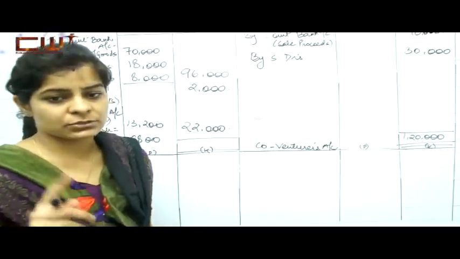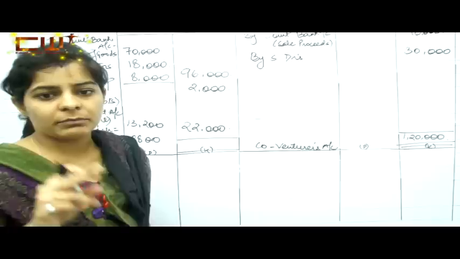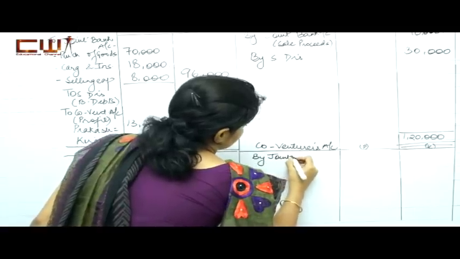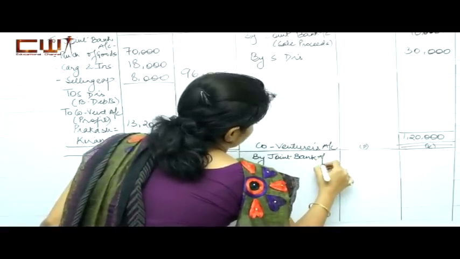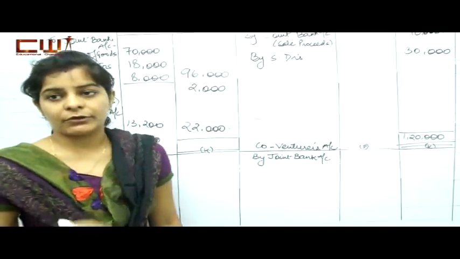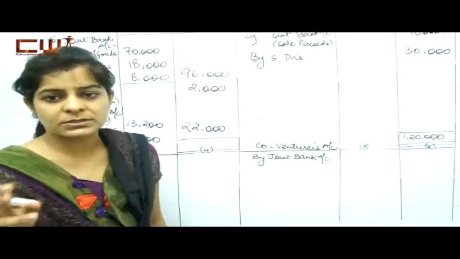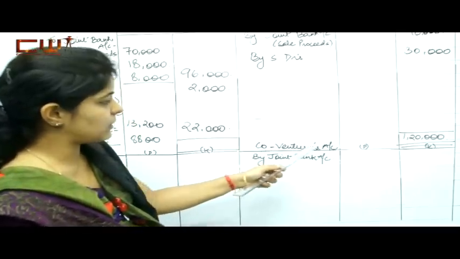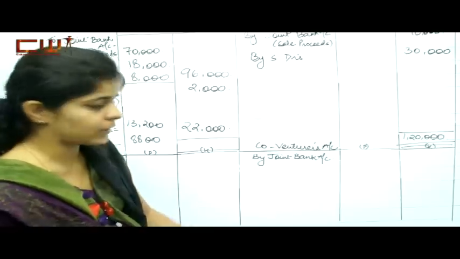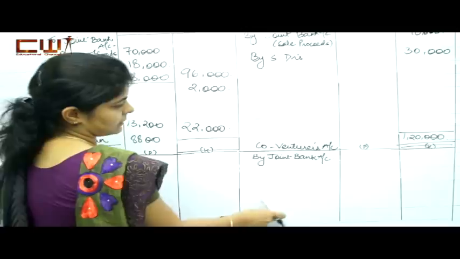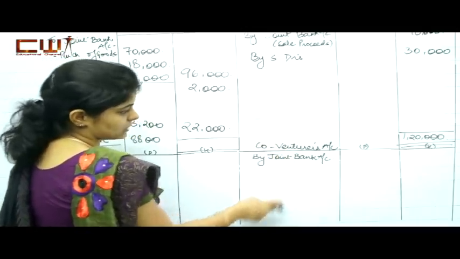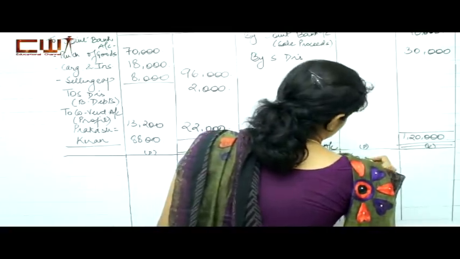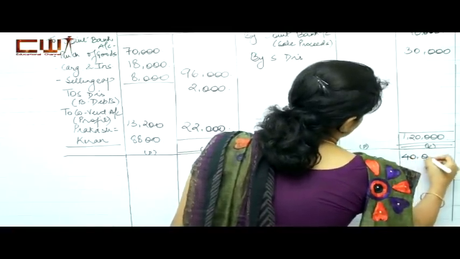Right? So first is contribution in the business. What is the entry? Joint bank account to co-venturers account. So you write by joint bank account. See, when you get money in the business, what entry do you do? Cash to capital, right? So cash to Mr. A, B, C, A's capital, B's capital, like this. So joint bank account is being debited and co-venturer is credited. See, you are writing on the credit side of co-venturer, means co-venturers account is credited. How much money they are getting? Prakash is getting 60,000, right? And Kiran is getting 40,000.